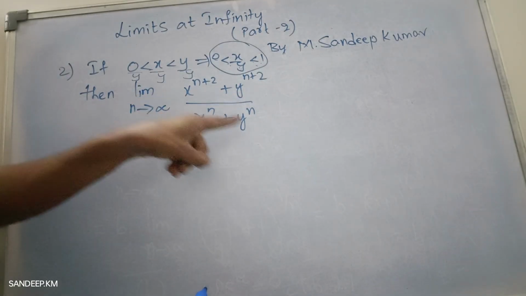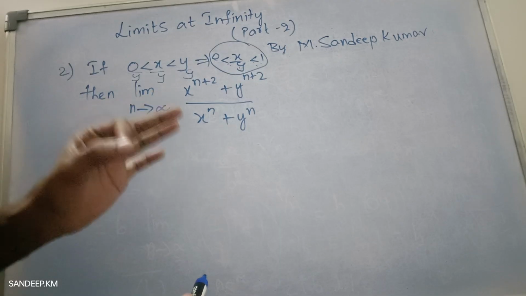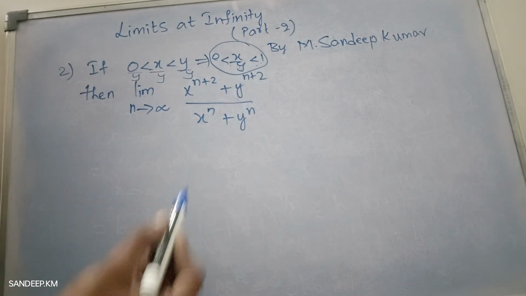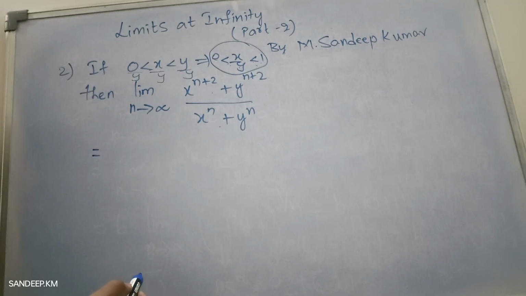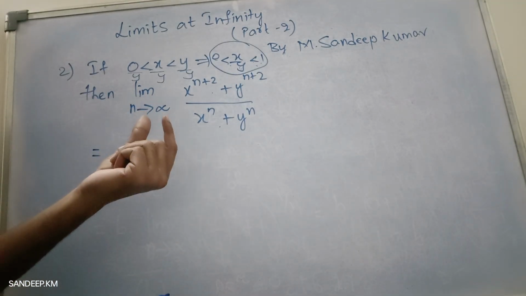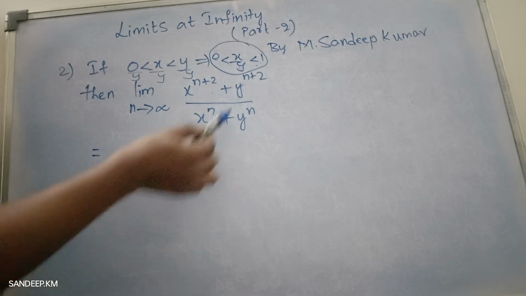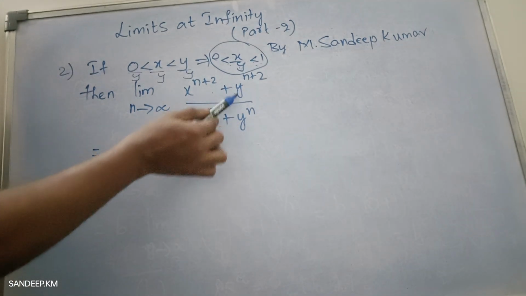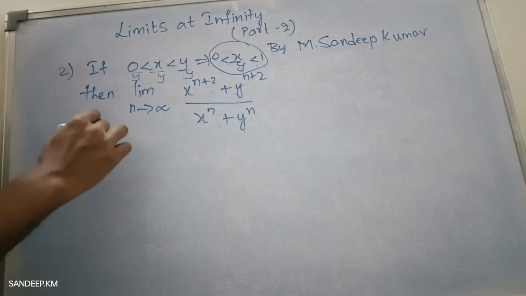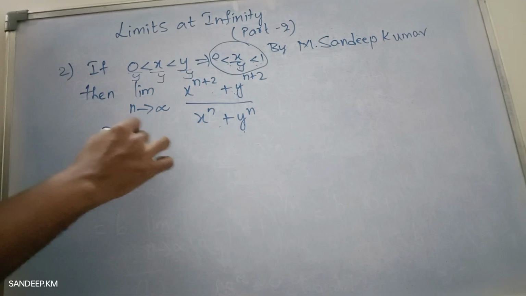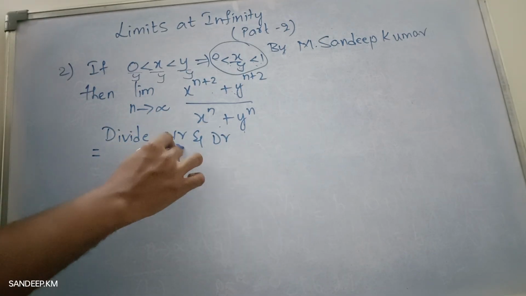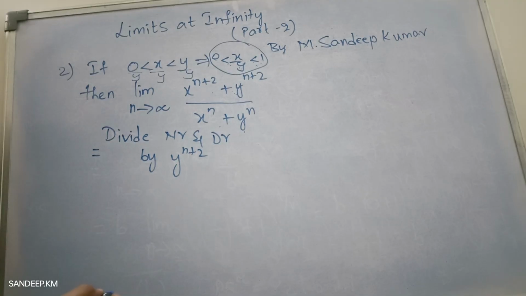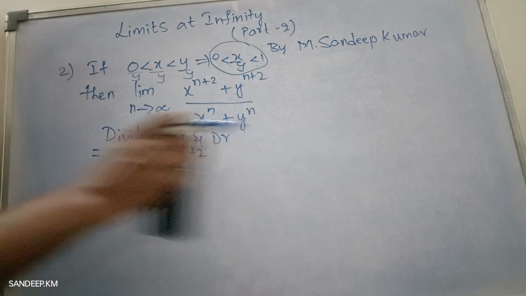Here also you do something so that you will get x by y. What I am going to do is divide the numerator and denominator by the highest power of y, because I want y in the denominator and x in the numerator. Now what is the highest power of y in these two? Y power n plus 2, na. So divide the numerator and denominator by y power n plus 2.